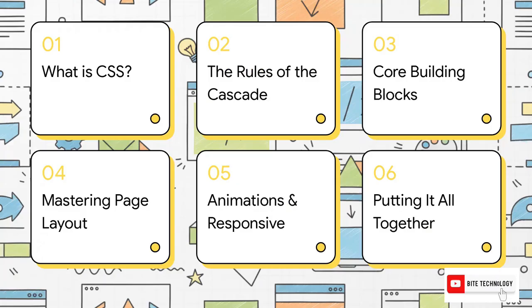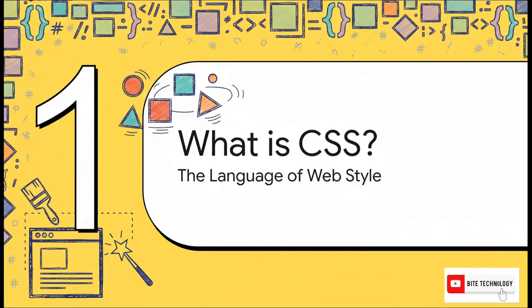So here's our game plan for today. We'll kick things off with what CSS actually is. Then we'll dive into the super important rules of the Cascade. After that, we'll get our hands dirty with the core building blocks, talk about modern page layout, and then we'll bring it all to life with a real-world example. Ready? Let's do it! All right, let's start at the very beginning.